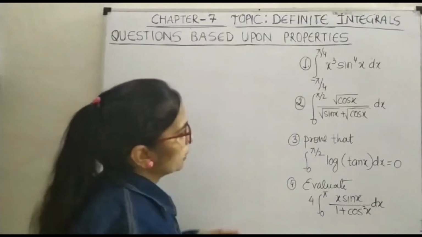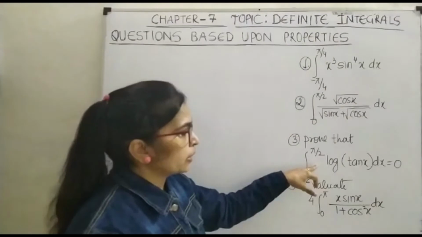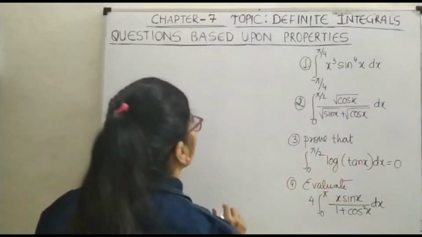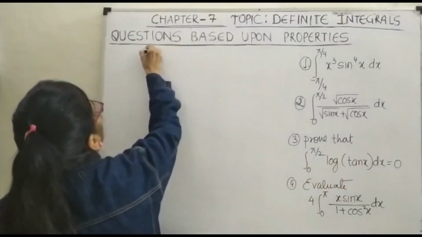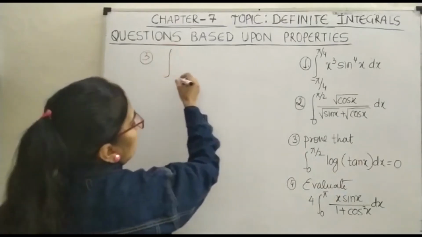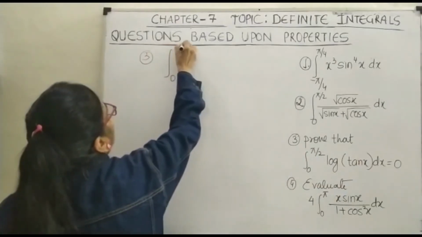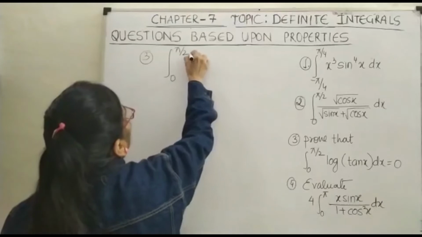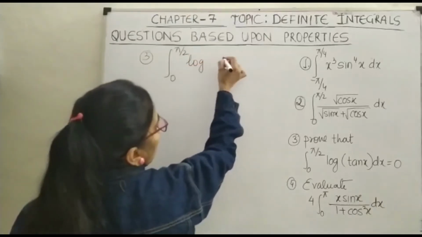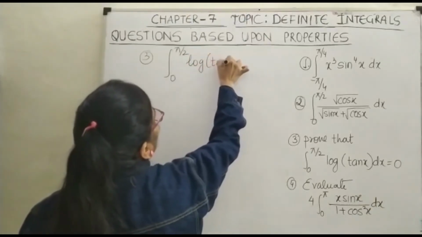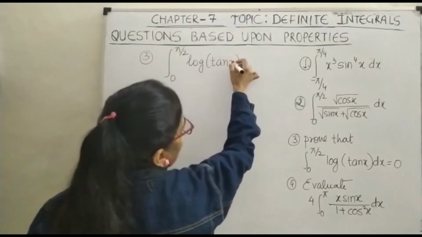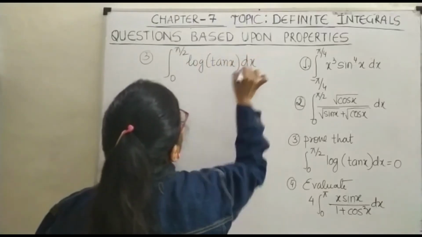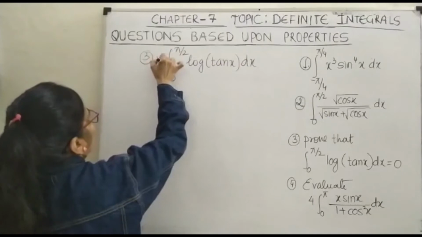Your question number 3 is prove that the integral from 0 to pi by 2 of log tan x dx is equal to 0. Okay. So just see here. Let this integral from 0 to pi by 2 of log tan x dx be I.